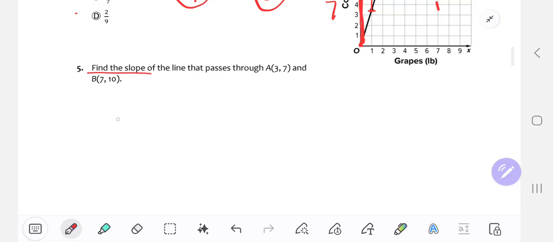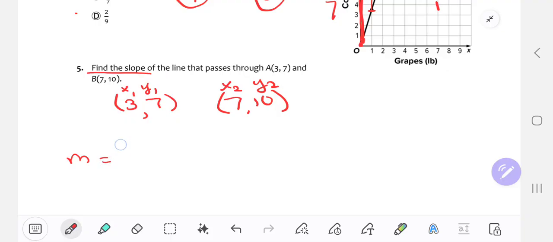All right, find the slope. Well, we have our slope formula. I like to write them out and label them. Okay, so this is my first point, so I call it x1, y1. This is my second point, so I call that x2, y2. And then I have my slope formula.